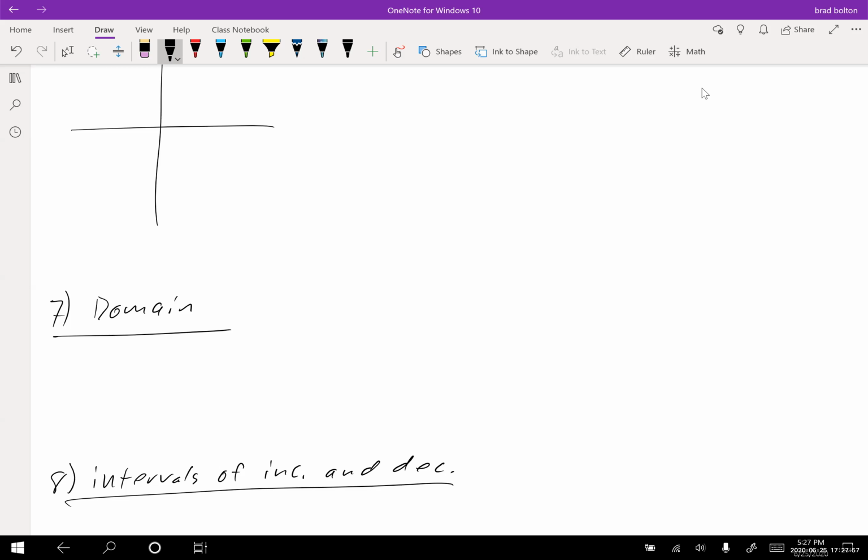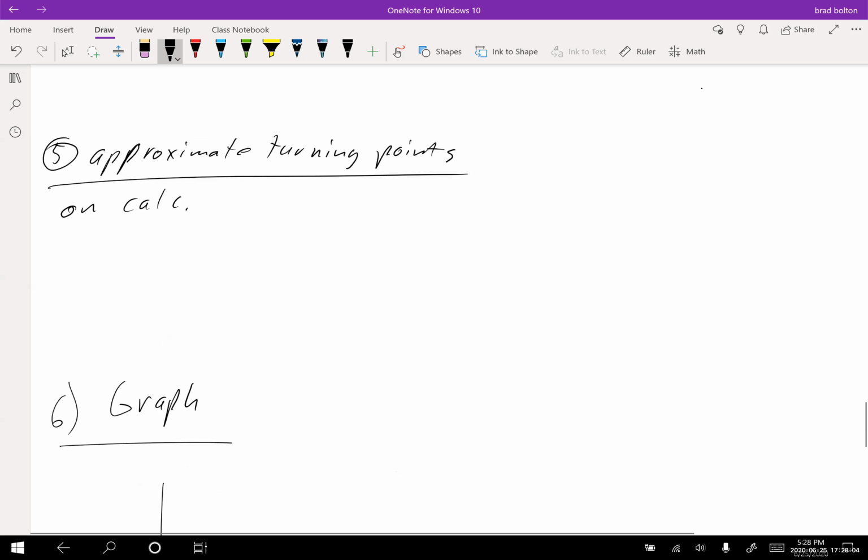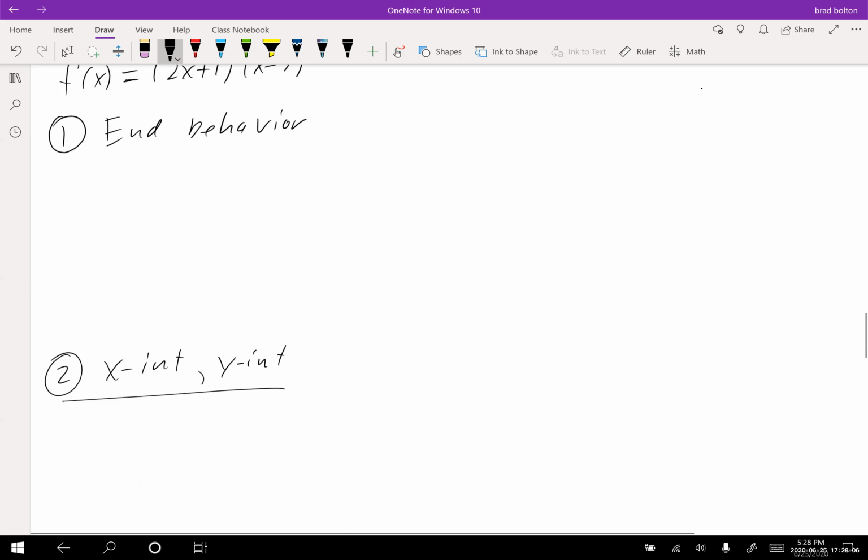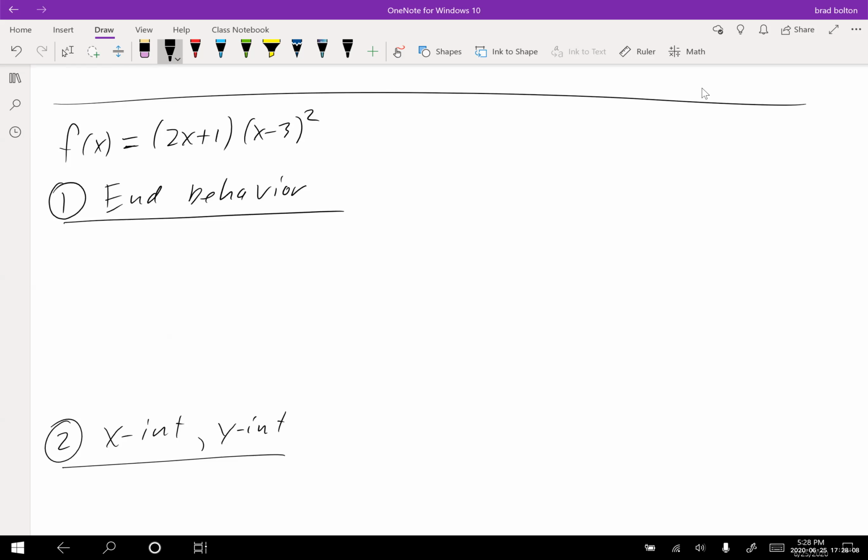We already know how to do x and y intercepts. We know how to find the zeros. We know how to graph it on our calculator. The turning points will be a little weird, but let's give it a shot. Okay, so now let's come up here. Now, what is this end behavior related to? Well, now think about it.